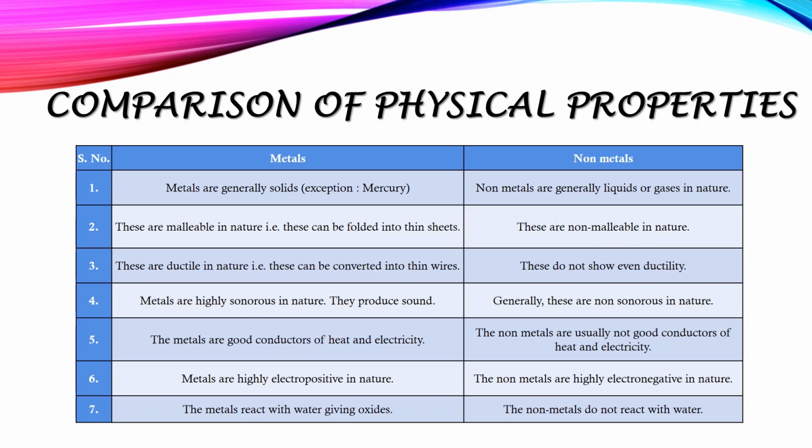Metals are highly electropositive in nature. Non-metals are highly electronegative in nature. That means metals give their electron to the other atom and non-metals take electron from other atoms. Metals react with water, giving oxides. Non-metals do not react with water.